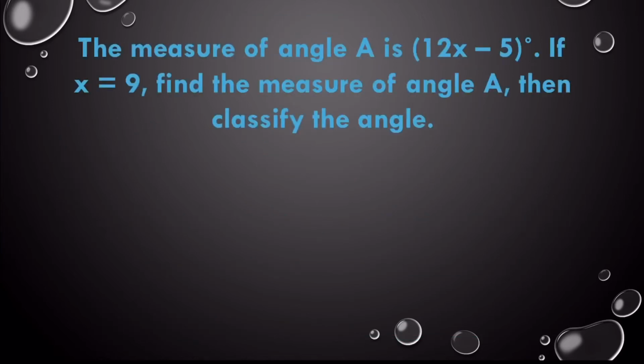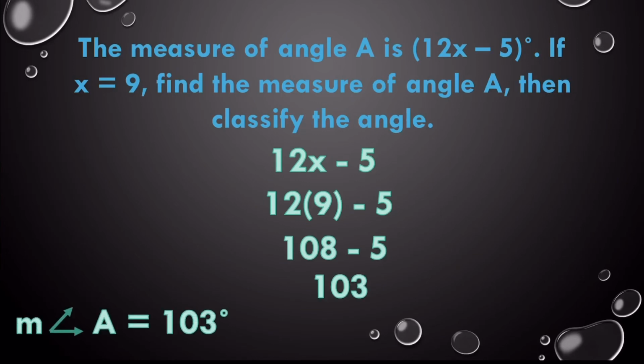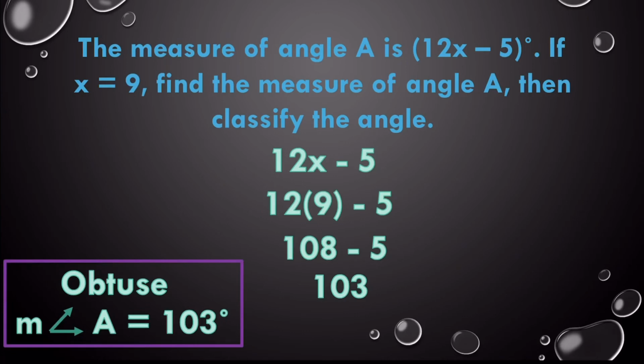The measure of angle A is 12x minus 5. If x is 9, what is the measure of angle A? And classify it. How could I do that? Well, they tell me the value of x. So I would write my angle and plug in 9. 12 times 9 is 108. Minus 5 is 103. Therefore, the measure of angle A is 103 degrees, which makes it obtuse. That right there that you see boxed in purple, that's the answer you would need to write on an assessment for a question like this.